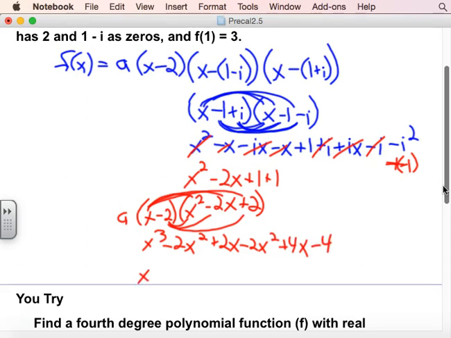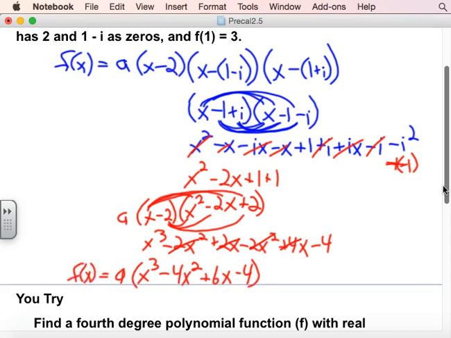Now we combine like terms, x cubed. We got minus 2x squared and minus 2x squared that give us minus 4x squared. We got 2x and 4x that give us 6x. And we got minus 4. Okay, so remember we've got all this times the a to equal f of x, right?